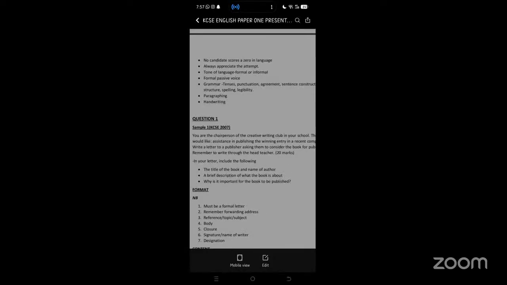Nyinyi mliamua mtasoma. Be ready to read. Be ready to read. Is this what I was looking for? Oh no. Not that one. Give me a minute. Hiyo haijafuatana vizuri.